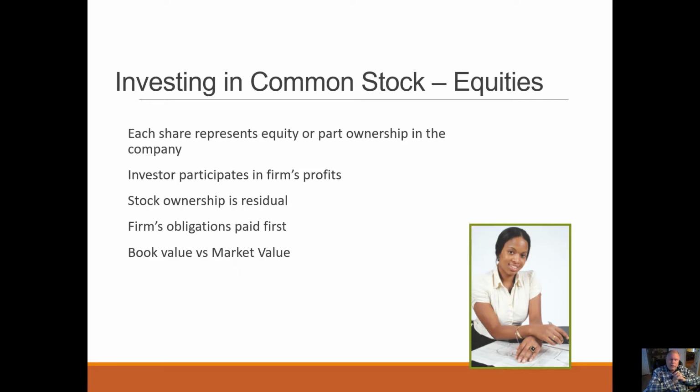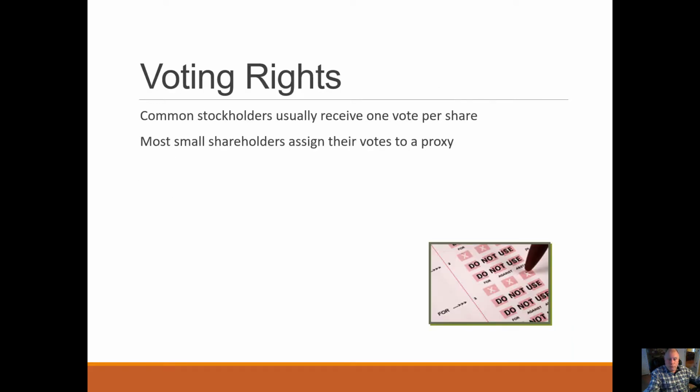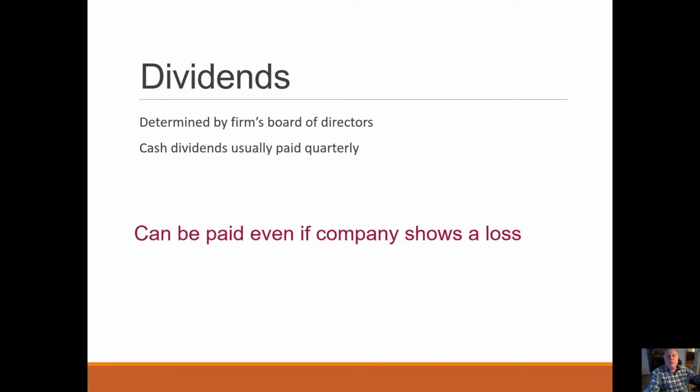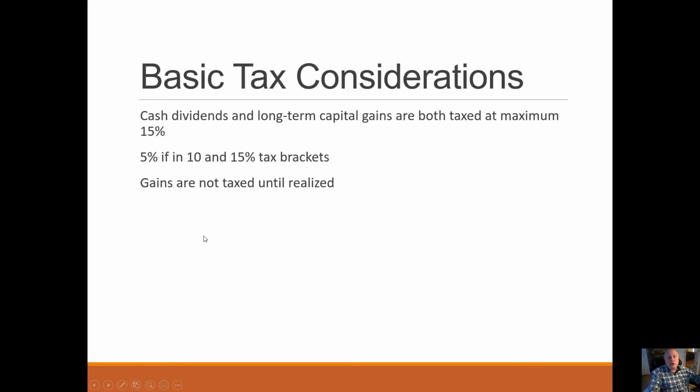The market value is the number of shares outstanding times the price per share if it's publicly traded. Oftentimes there is a difference because book is a historical number whereas market value is an estimation of what the firm will do in the future. Voting rights: common stockholders usually receive 1 vote per share. Most shareholders assign their votes to someone else to vote for them. Dividends are determined by the firm's board of directors. Cash dividends are usually paid quarterly. They can be paid even if a company shows a loss. From a basic tax consideration perspective, cash dividends and long-term capital gains are both taxed at a maximum of 5% if you're in the 10 and 15% tax bracket. Gains are not taxed until realized.